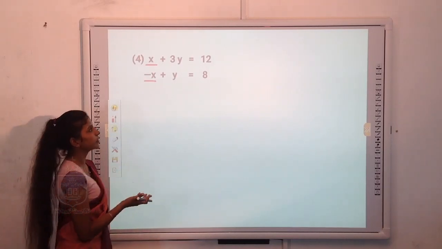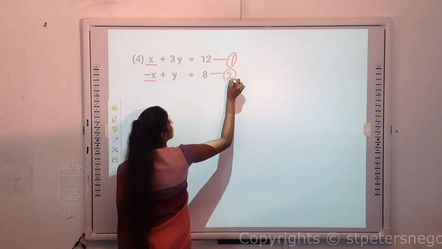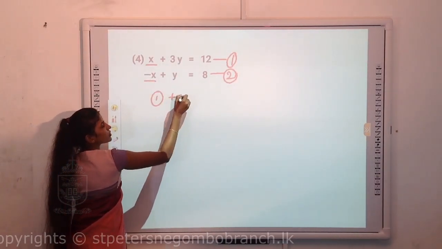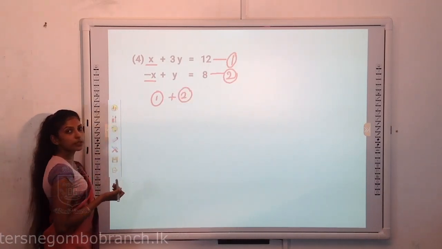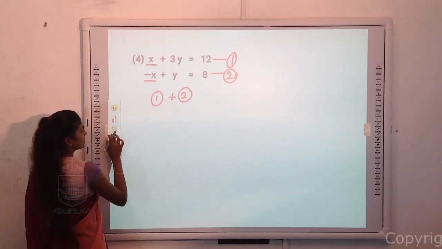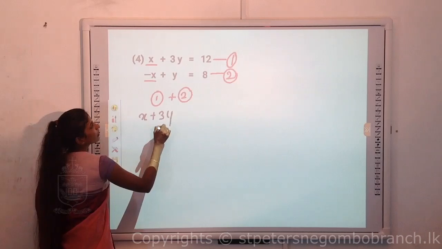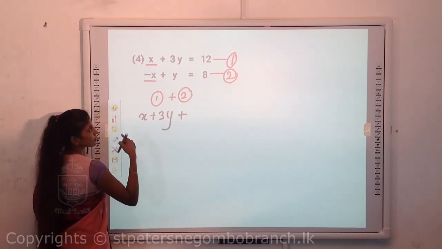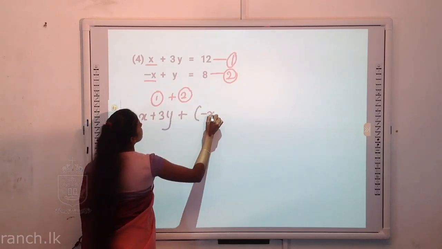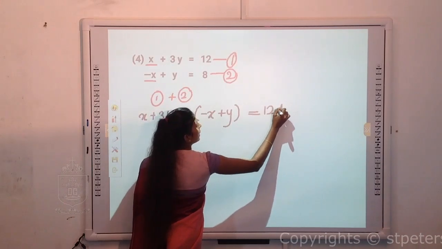If the signs are different, I told, if you are to cancel, always you have to add. If the signs are different, you have to add the two equations. Then only x will be cancelled. So I will show you how you can find the answer here. So let's add x plus 3y plus, and here you have minus x plus y equals 12 plus 8.